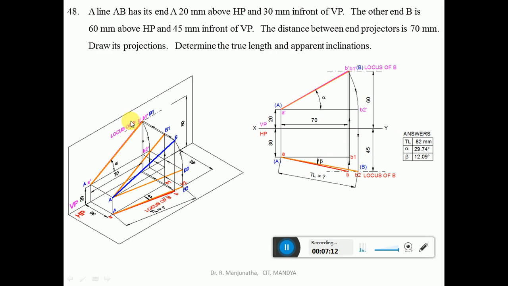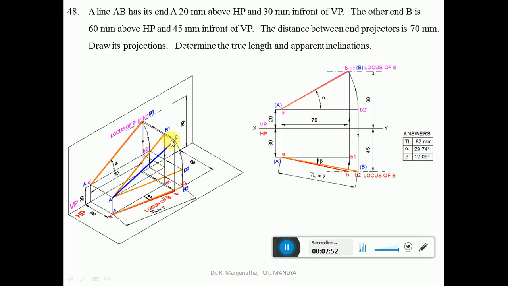Similarly, we need to find out the true length in the horizontal plane. When you want to find the true length in the horizontal plane, we have to rotate the front view point such that the line which is inclined to HP is made parallel to HP. So how to do that? With capital A as center, you take the radius of capital AB, then rotate it such that B, which was above HP by 60 mm, is made to be above HP by 20 mm.